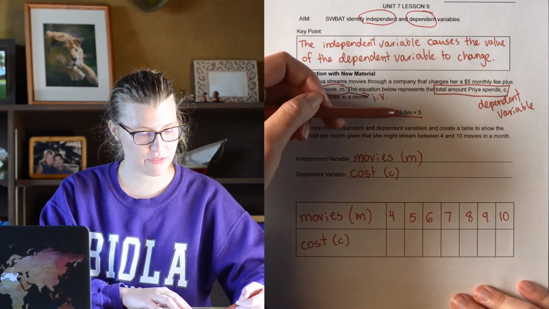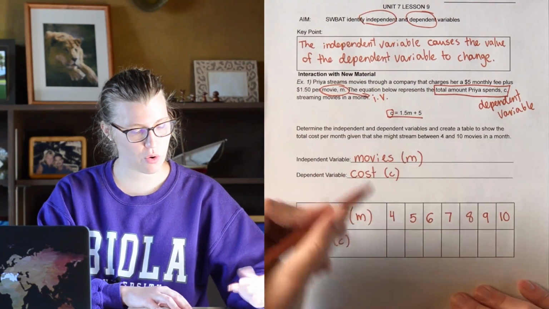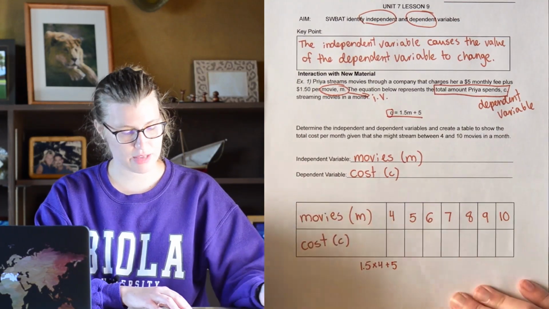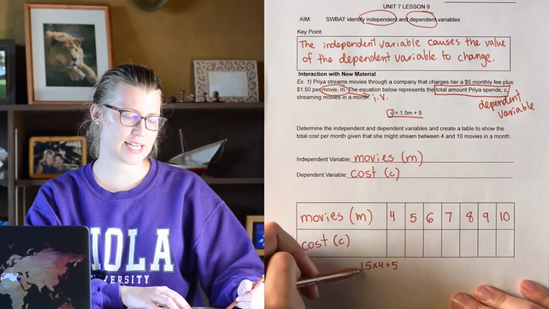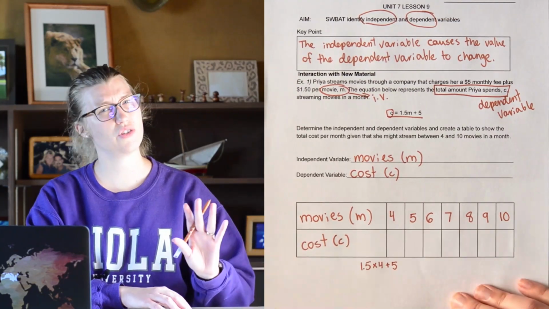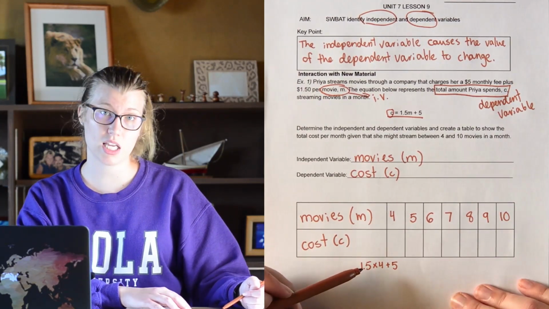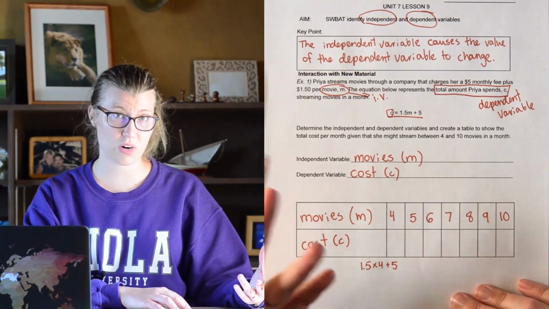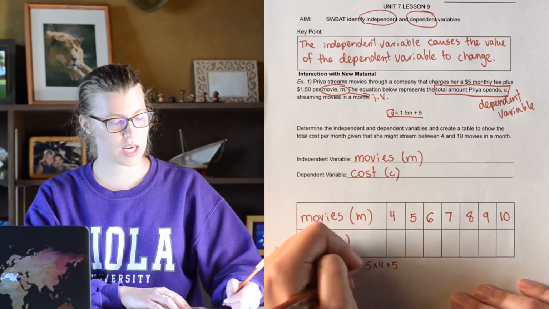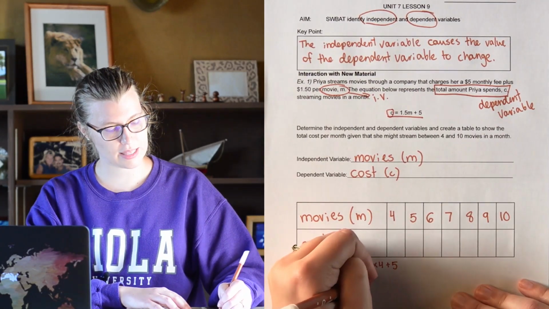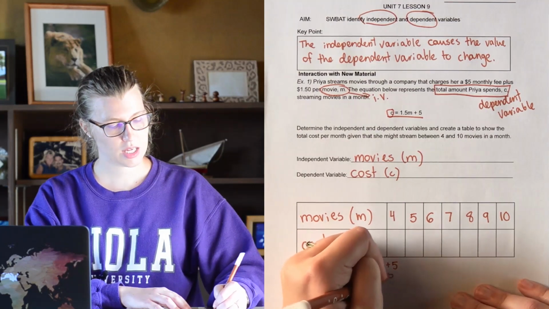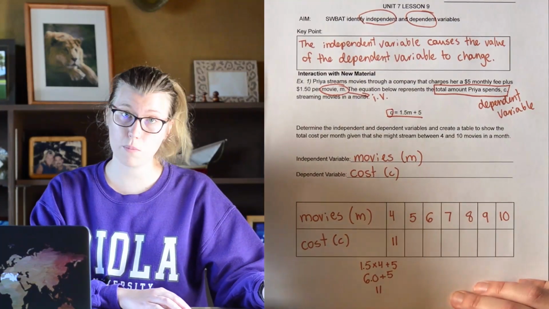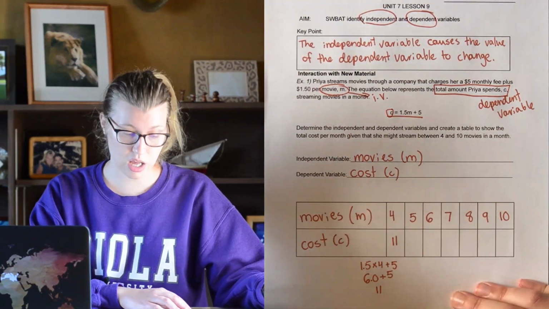So let's check that out. If M is 4, what would that mean? 1.5 times 4 plus 5. Very quickly, I would like to think of this not as 1.5 because that's a little tricky, right? I can think of it as 15. 15 times 4, we should know our multiplication tables. 15 times 4 is 60. But it wasn't 15, it was 1.5. So I'm going to add that decimal right there, and that makes it 6. 6 plus 5 is 11. So if she watches 4 movies, it's going to cost her $11.